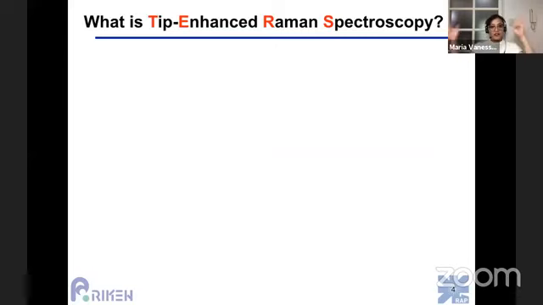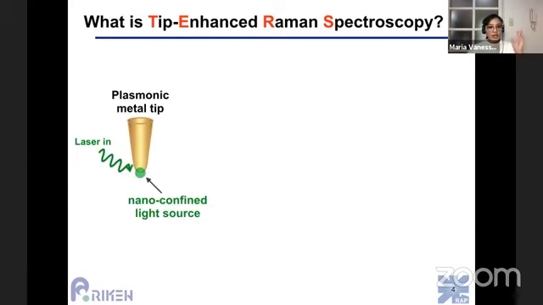It's a big family, and one particular member of this family I'm using is tip-enhanced Raman spectroscopy. For those of you who are not familiar, tip-enhanced Raman spectroscopy uses a plasmonic metal tip, wherein when you shine laser light on that tip, a nano-confined light source is generated at the tip end due to photon confinement and leads to a tip-enhanced electric field.